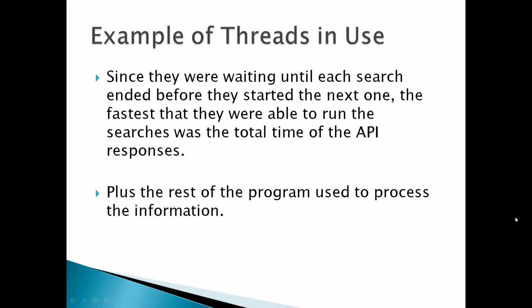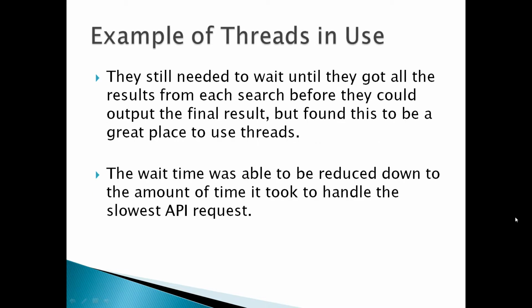Since they were waiting until each search ended before they started the next one, the fastest that they were able to run the searches was the total time of the API responses from the different services plus time spent handling the incoming requests, stitching together the results, and returning a response to the end user. They still needed to wait until they got all the results from each search before they could output the final result, but found this to be a great place to use threads, performing the various HTTP requests concurrently. The wait time was able to be reduced down to the amount of time that it took to handle the slowest API request.